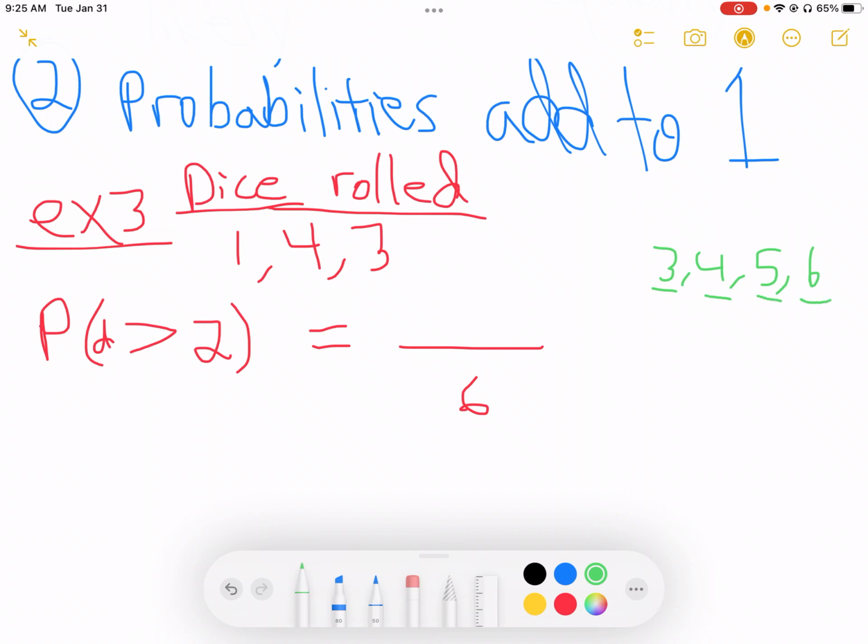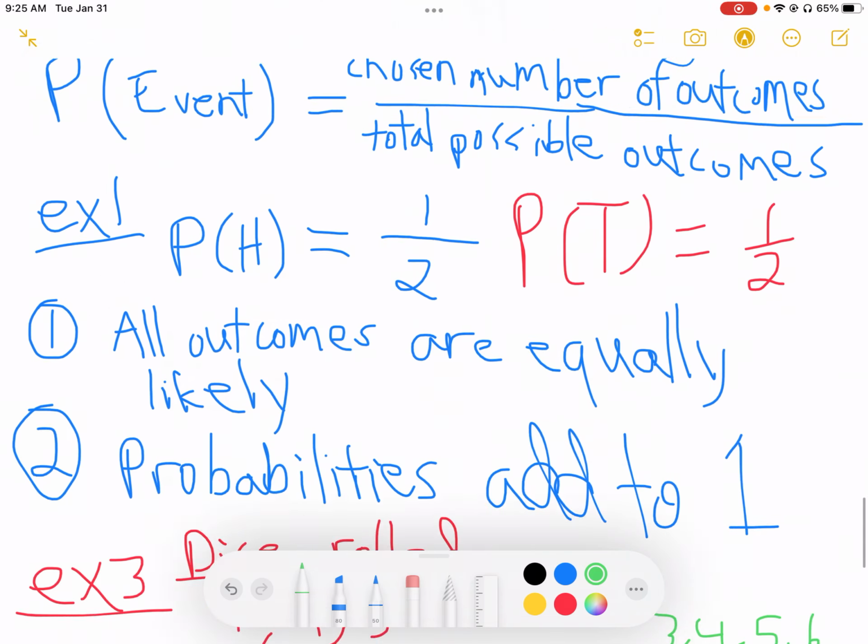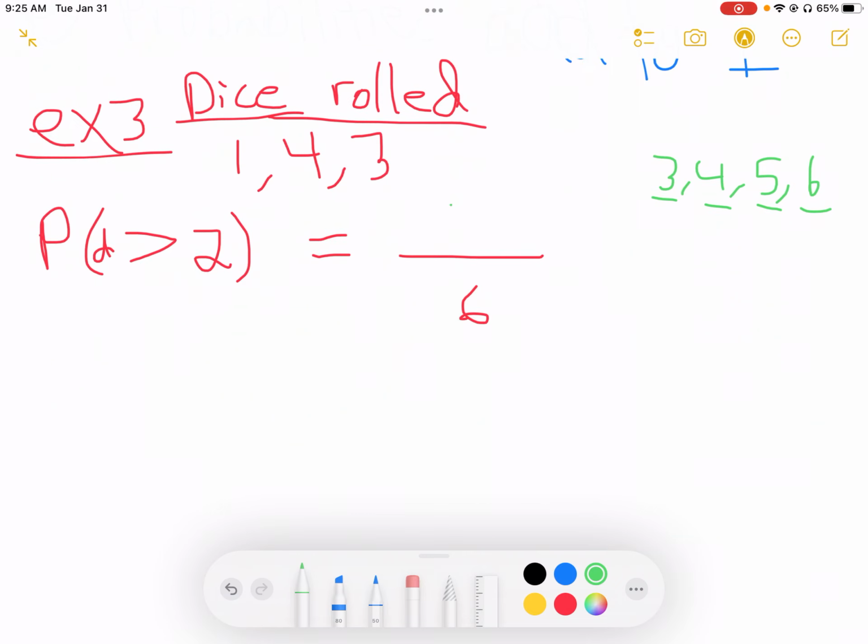That's 4 possibilities. So when I think about putting my top number, it's my chosen number of outcomes, right? They say, okay, well that's 4 out of 6. So then I can simplify that and say 2/3. The probability of rolling a number greater than 2 is 2/3, okay? Pretty straightforward, right? There's nothing that complicated going on here. Just make sure you slow down and think about what they're telling us.